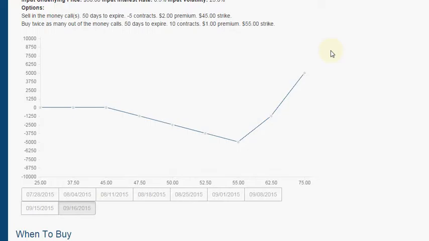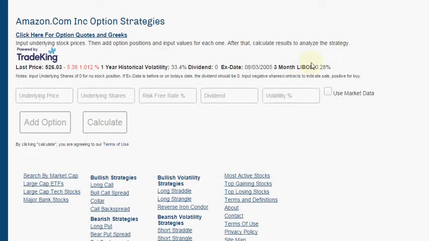So as I mentioned before, the call backspread works well on stocks that might be a little volatile, but you're somewhat bullish on them and you want to capture some upside, but you don't want to risk a lot on the downside. So what I thought we'd do is look at Amazon, a stock that's been going up a lot, doing very well, recently had very good earnings, and it's a good company. So I thought we'd look at implementing a call backspread for Amazon.